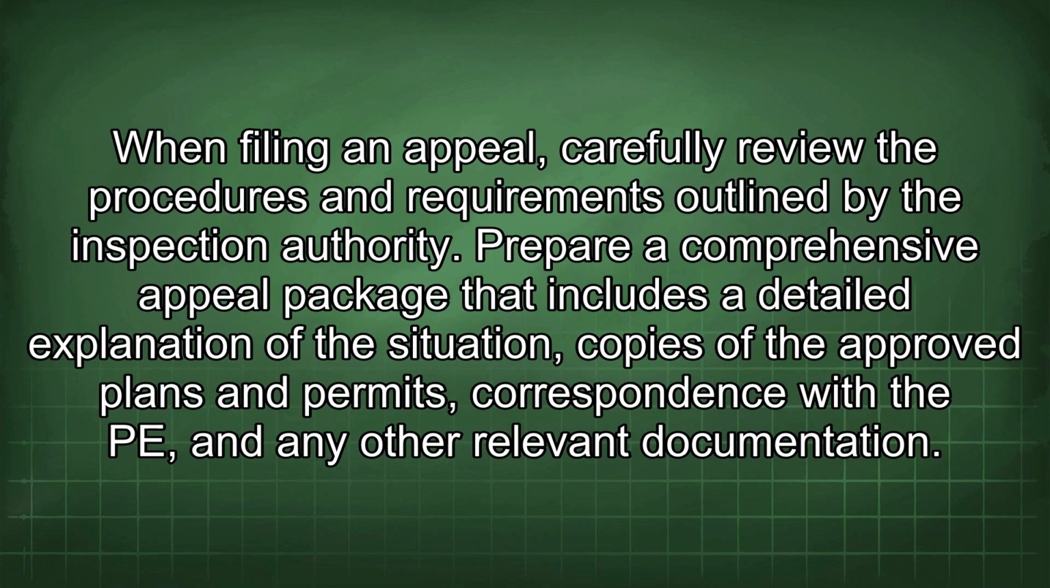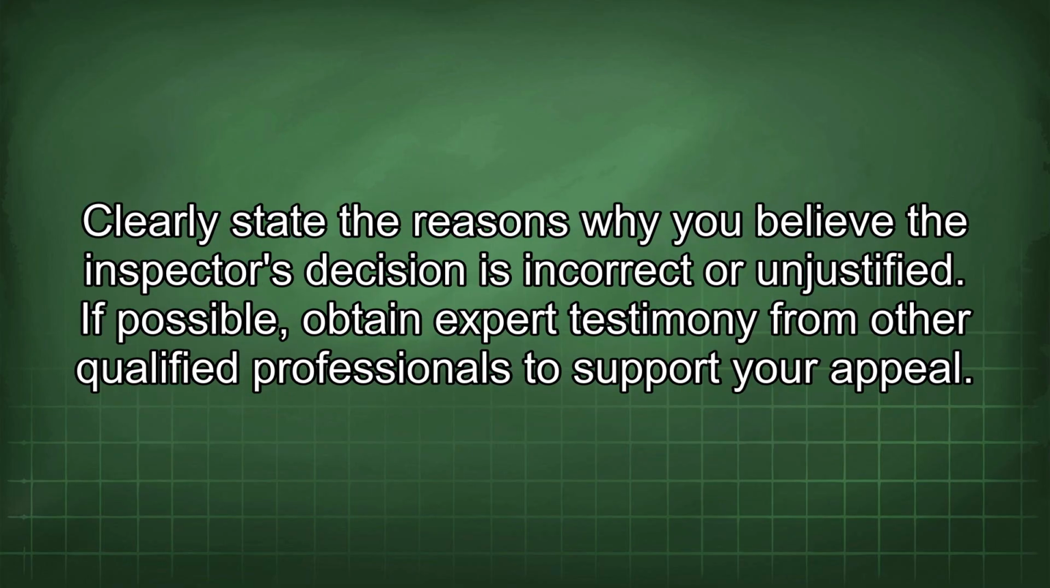When filing an appeal, carefully review the procedures and requirements outlined by the inspection authority. Prepare a comprehensive appeal package that includes a detailed explanation of the situation, copies of the approved plans and permits, correspondence with the PE, and any other relevant documentation. Clearly state the reasons why you believe the inspector's decision is incorrect or unjustified. If possible, obtain expert testimony from other qualified professionals to support your appeal.